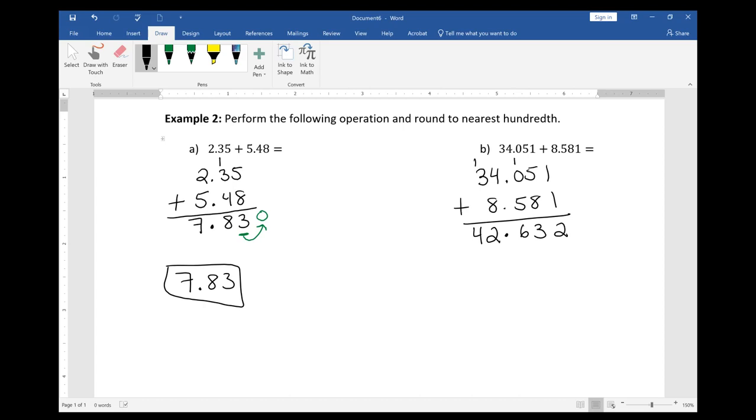So 42.631. Now round to the nearest hundredth. In this case, the 3 will be in the hundredths place. Look to the number on the right. Since 2 is less than 5, then the 3 will remain the same. Therefore, our rounded result will be 42.63.